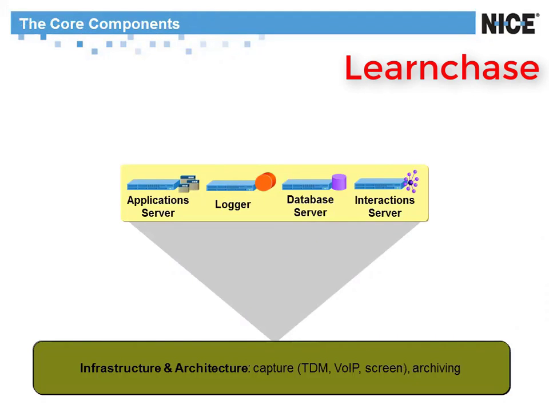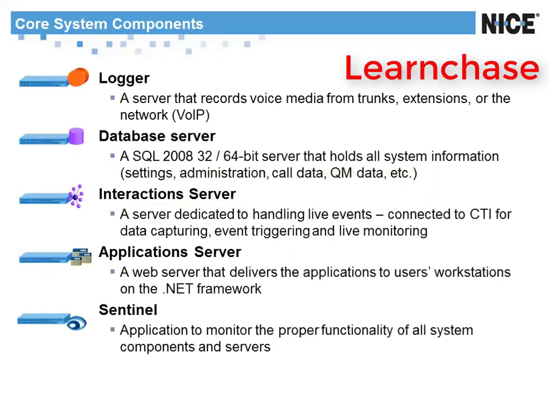There are 4 components which are mandatory in NICE Interaction Management 4.1, and without them, the system will never run. These 4 components are application server, logger, database server, and interaction server. Let us go into details. Logger is a server that actually records voice media, that is RTP packets from trunks, extensions, or the network. We are getting RTP packets either from a trunk or extension or from switches.